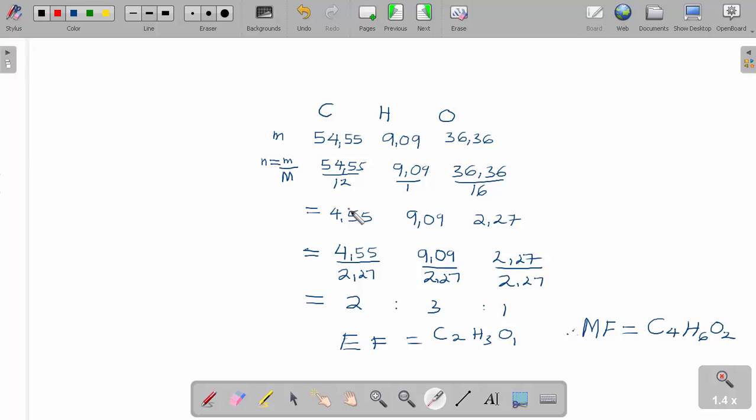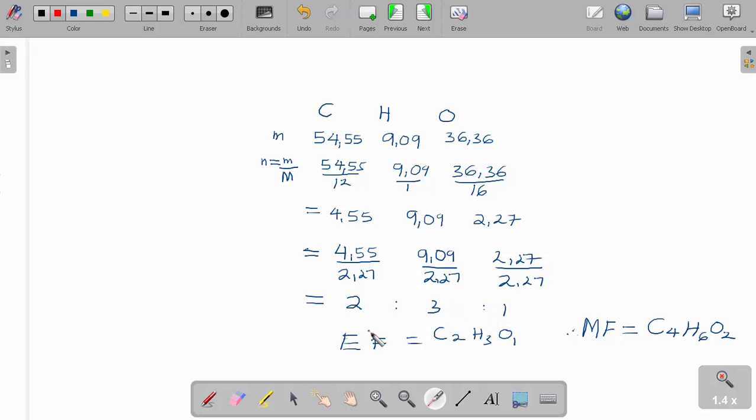So after dividing by the molar masses, I get these ratios here. Now to get the simplest, I divide by the lowest number, which is 2.77. When I do so, I get 2 here, 3 here and then 1 here. So after getting this as my empirical formula, to get my molecular formula, because they said it is twice, I multiply this one by 2.